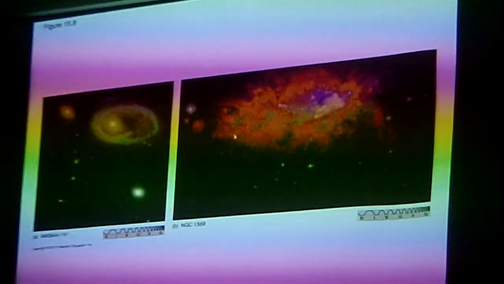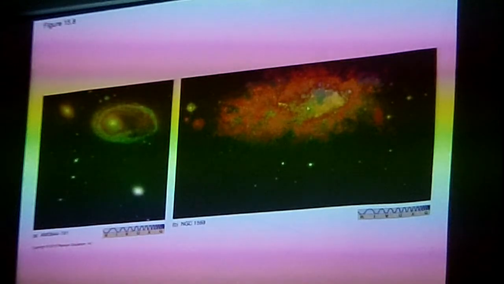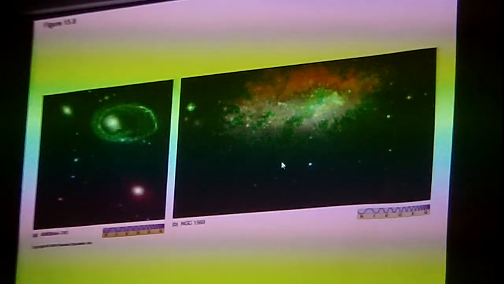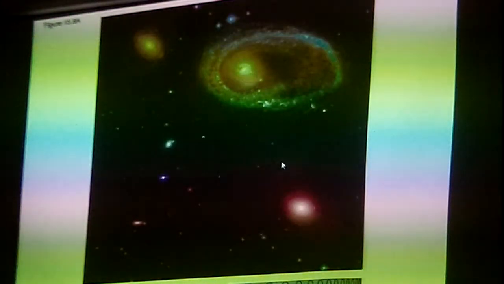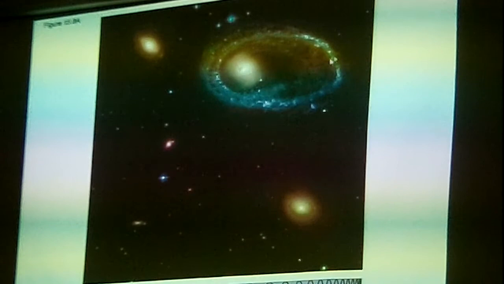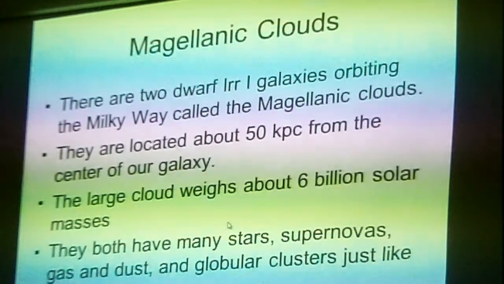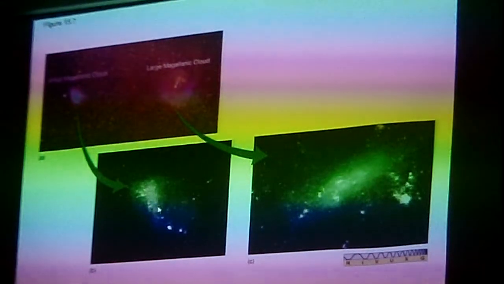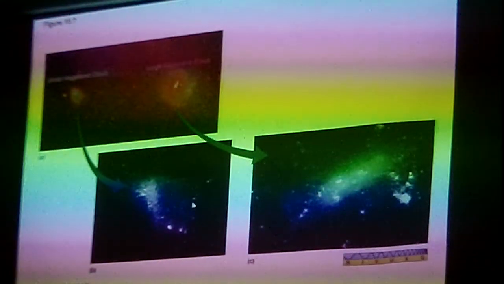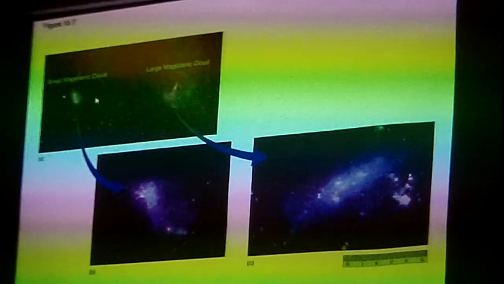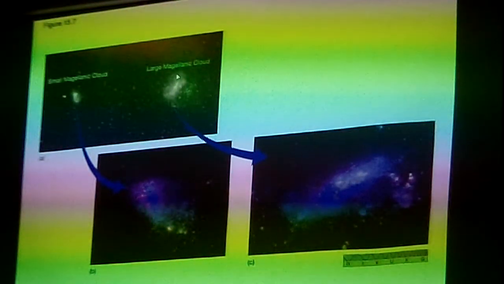Here's a couple others that are irregular. That thing there is a different shape than we normally see. Here are the two Magellanic Clouds. That's the Small Magellanic Cloud, that's the Large Magellanic Cloud, and that's what they look like in space. They kind of sit near one another in the sky.